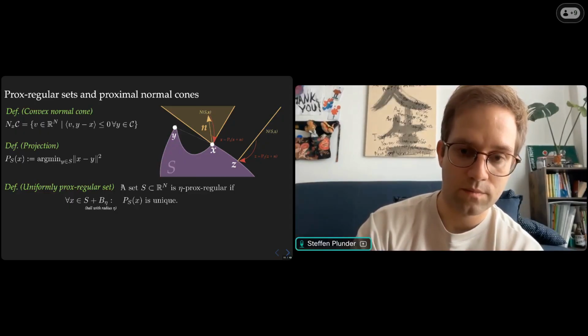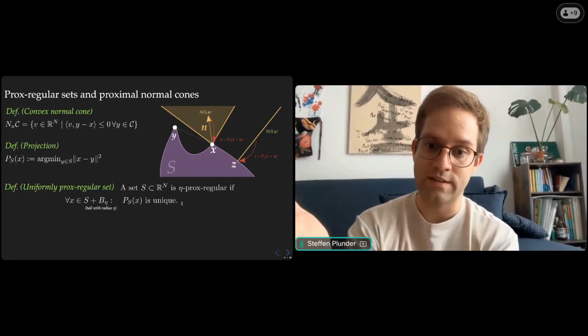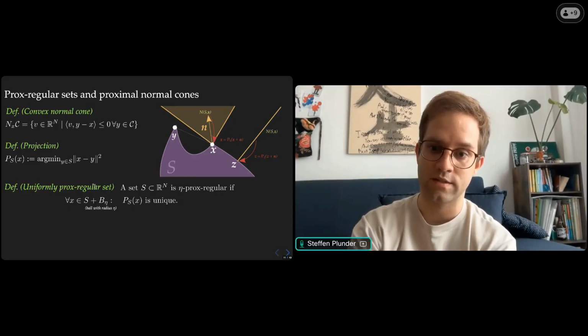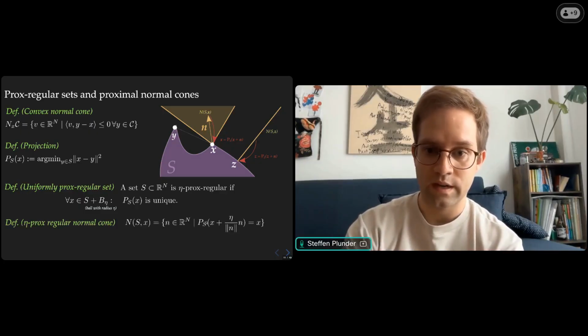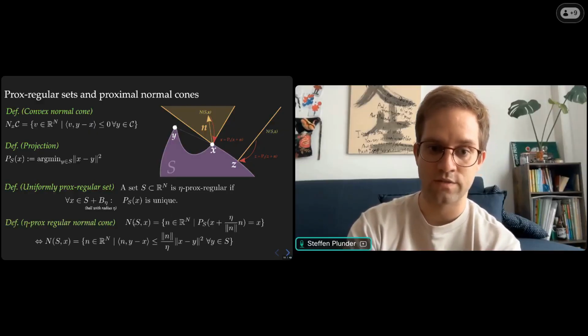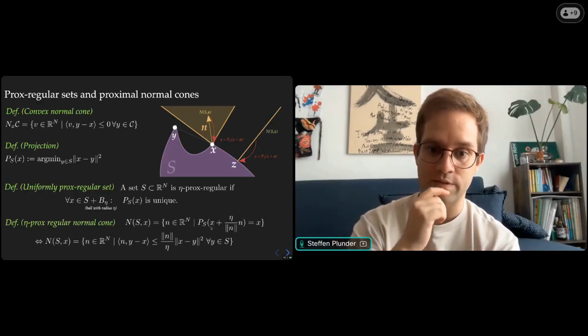For a convex set, we know that the projection onto a convex set is always unique, so prox regularity is a definition stronger than convexity. Now, in this setting, there are two definitions for the normal cone which we have to use.